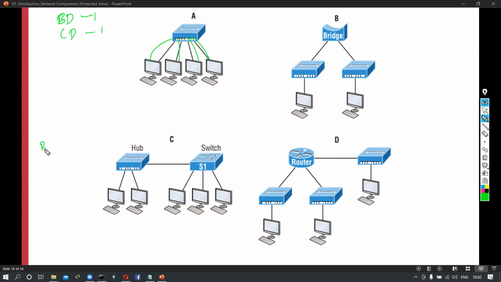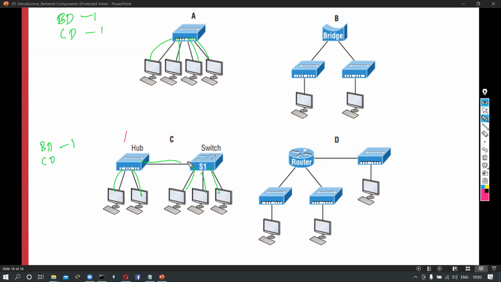How many broadcast domains? How many collision domains? This guy is sending now, and this hub will forward via this port, and this switch also will forward to everybody now. That means one broadcast domain. How many collision domains are there? In the hub, we have only one collision domain. That means this total part is one collision domain.